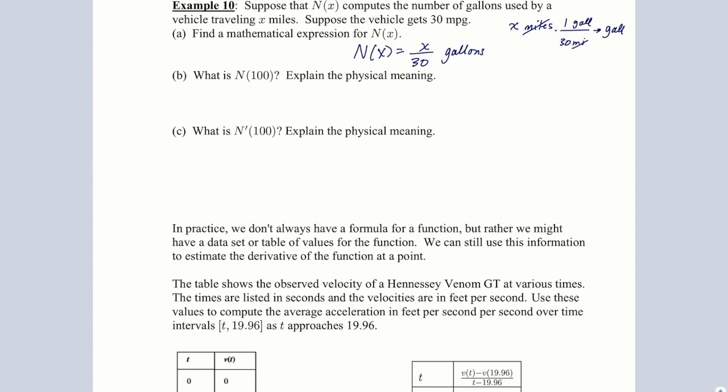Then we're asked to compute n of 100. That would just be 100 divided by 30. So, 3 1/3 gallons. And then explain the physical meaning. So we would think, well, this 100, what was that? That was an input, so that's a number of miles. So after traveling 100 miles, the vehicle has used 3 1/3 gallons.